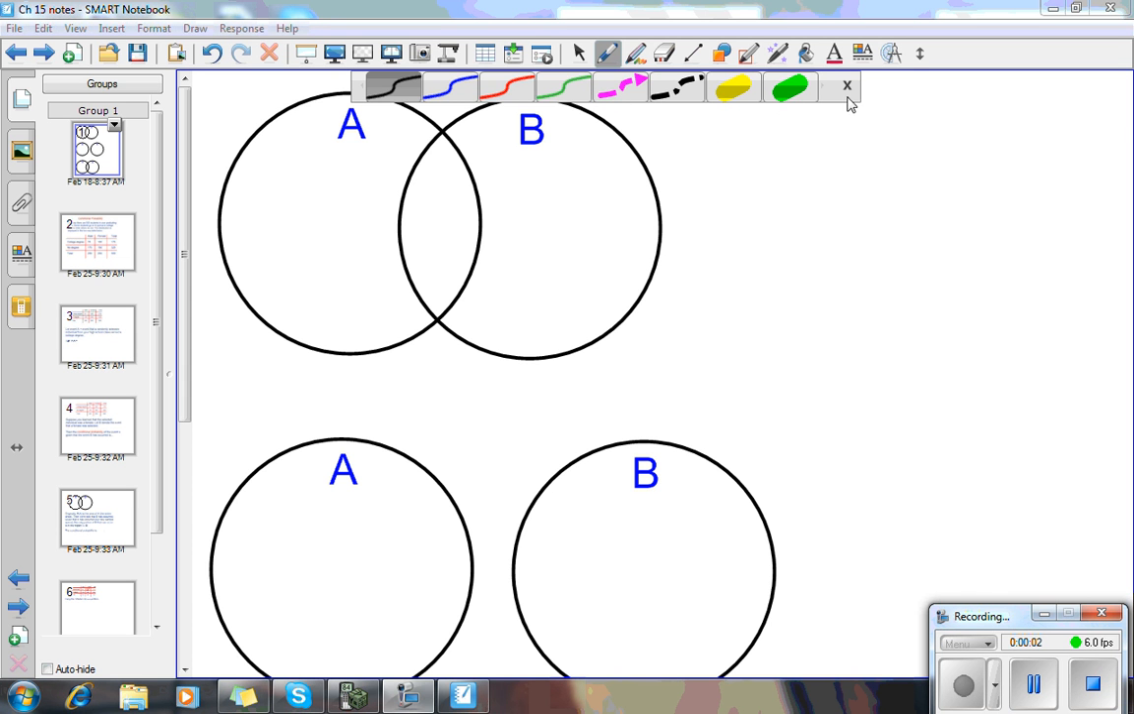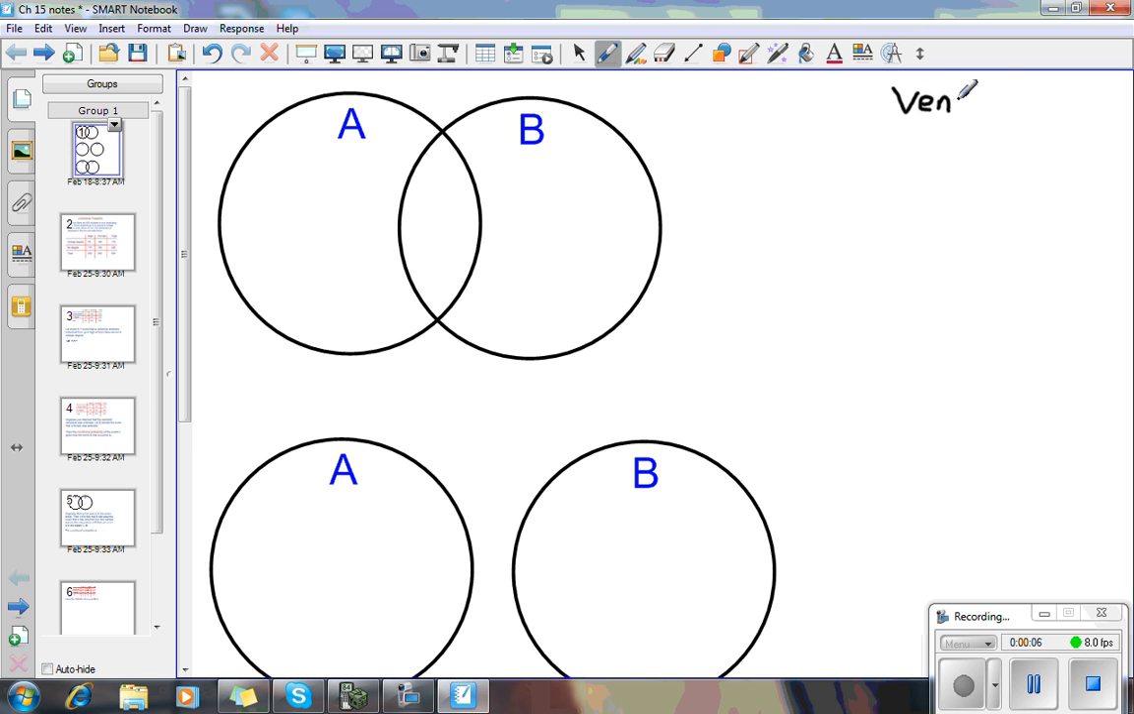Okay, I want to spend a little time talking about Venn diagrams. So here are some pictures of a Venn diagram. These are going to be extremely helpful when we do some problems in Chapter 15. So the first thing I want to show you, and I'm going to be using a little bit of set notation as well, I want to talk about the probability of A or B.